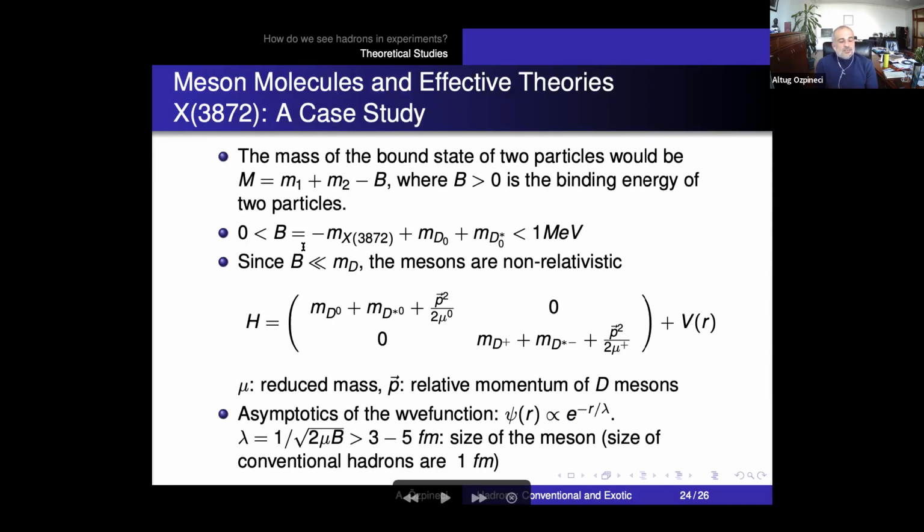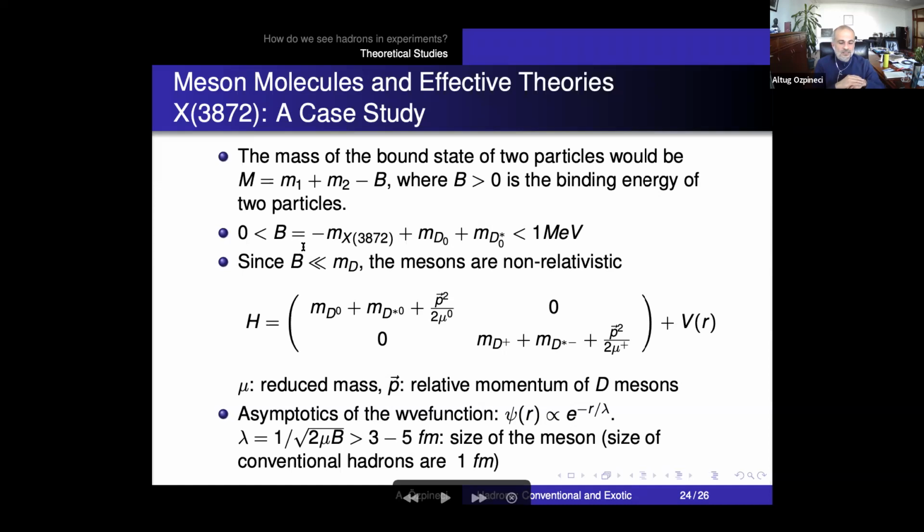Okay, so if we go to the meson molecules, there's a nice framework to describe these meson molecules, the so-called effective theories. Now, I will be talking about X3872. One of the models which is studied by many people is to describe X3872 as a meson molecule, where it's made up of a D meson and a D star meson. A D meson is made up of a charm quark and then an anti-up or anti-down quark, depending on its electric charge.